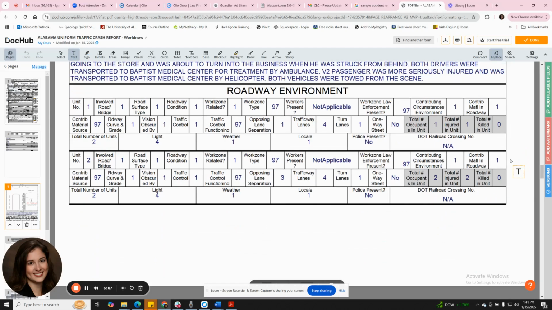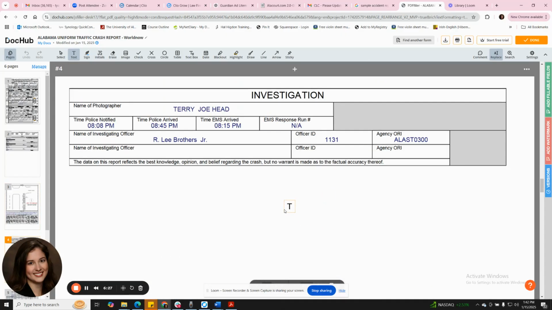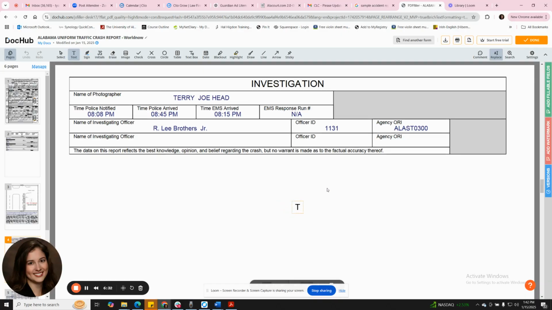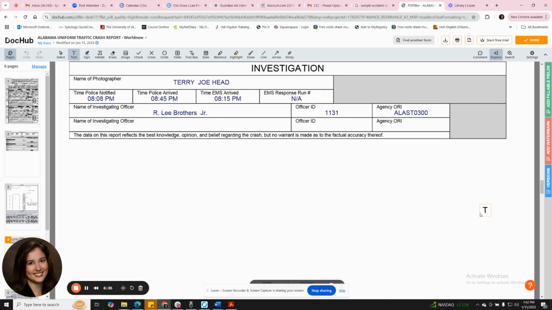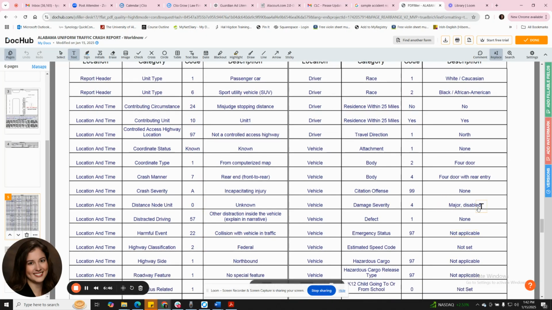This you don't really have to worry about. This is where they might give weather conditions, any traffic light conditions, if there were any work zone stuff in place. We will look at all of this, but you don't really have to worry about that unless you're just curious. And if you come down to the bottom, you'll get the investigating officer and anybody that took pictures at the scene. And then if you're just curious, the legend here at the end is going to tell you what all these codes mean. So if you just want to look at the various codes, it'll tell you what each of them mean throughout.